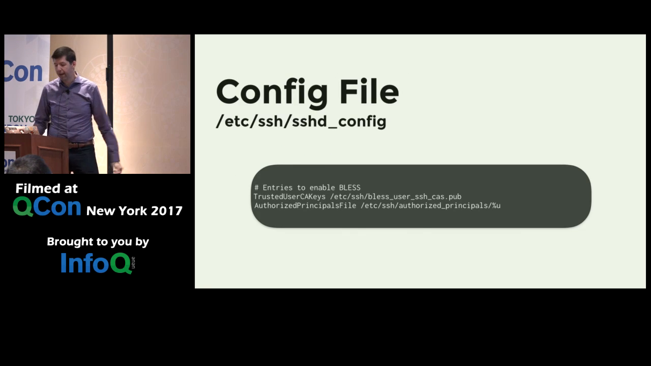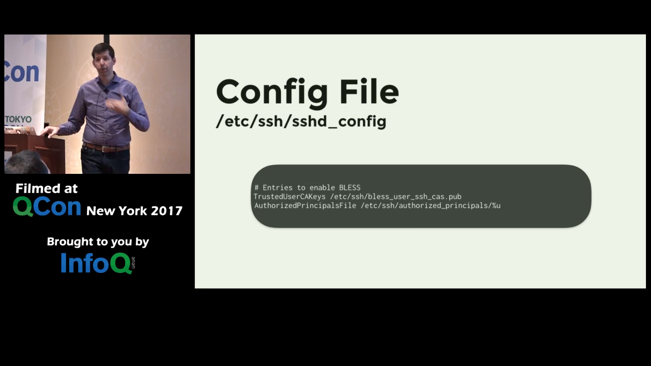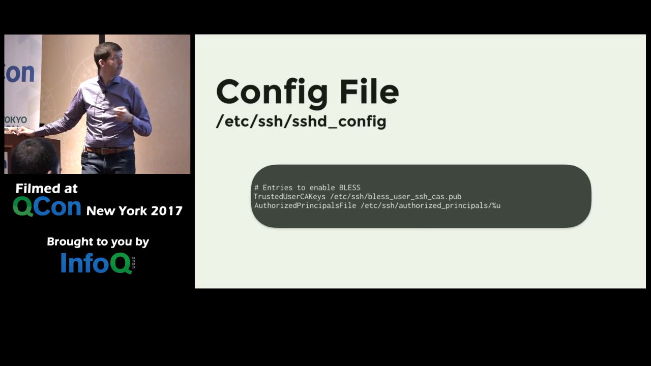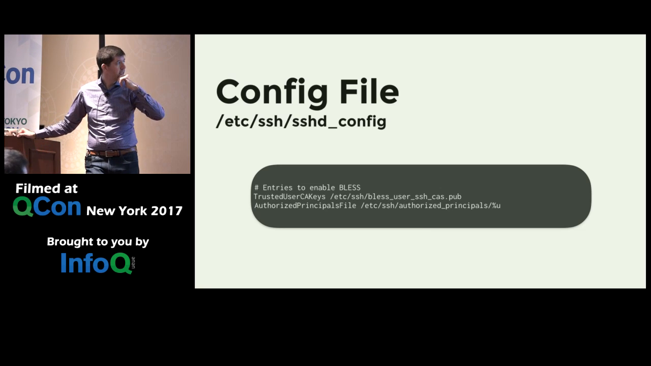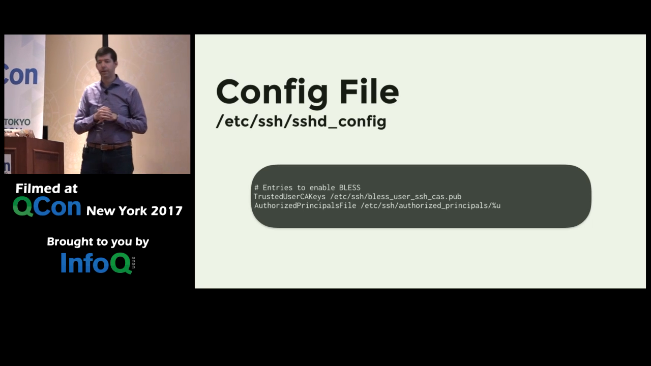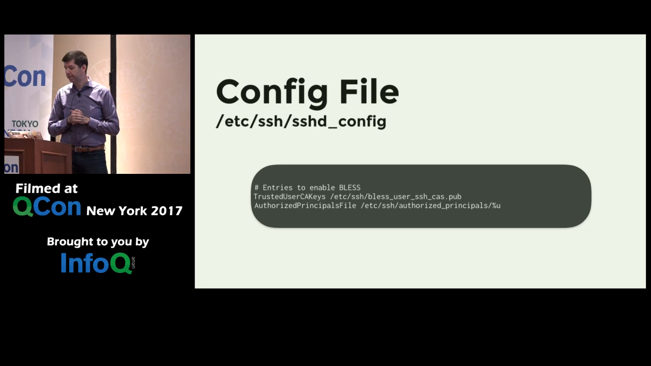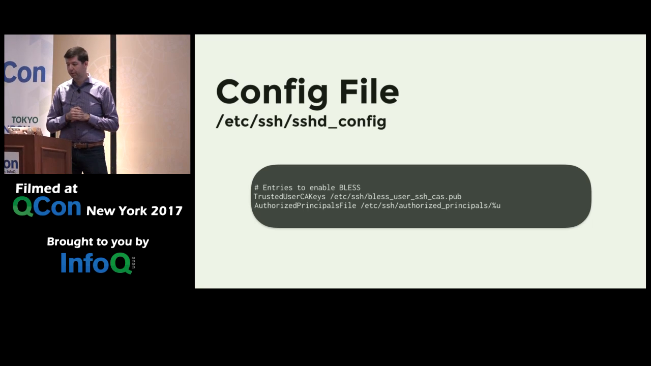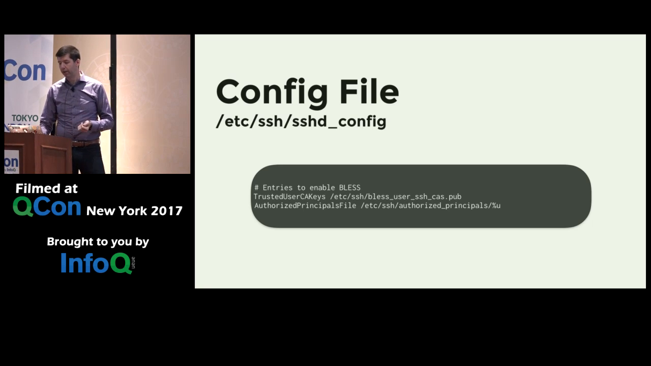And once you have that, then you just go in your SSHD on the system that you want to log into. And you can specify the certificate authority that you're going to trust. So that's going to be like the Bless certificate authority. And then you also specify the authorized principals. And that principals is a file. Notice the %u there. That's the user that you're going to map it to.